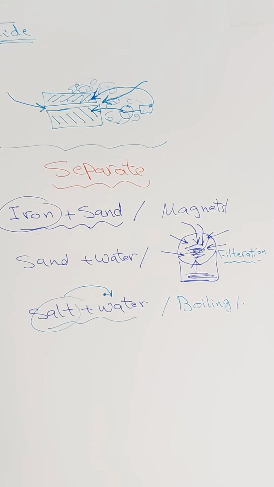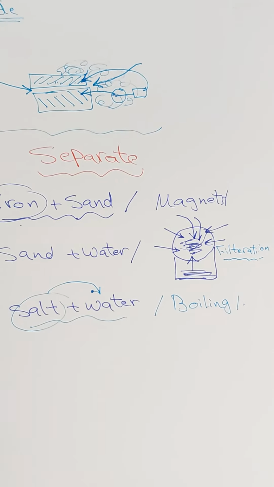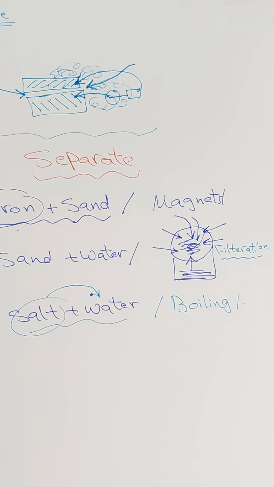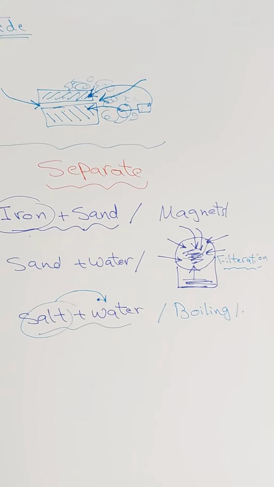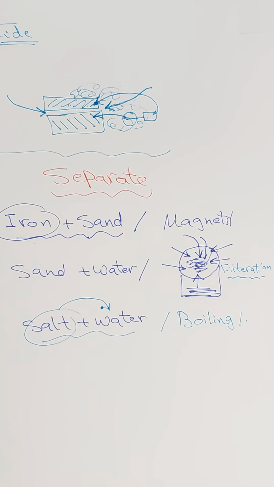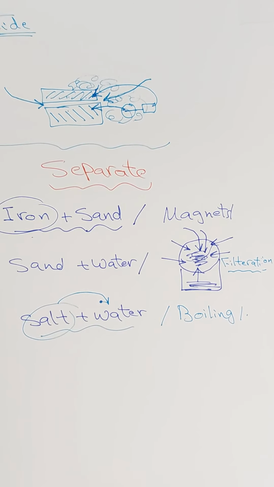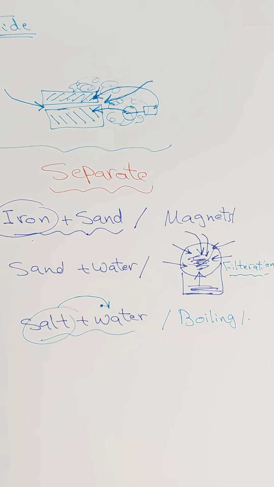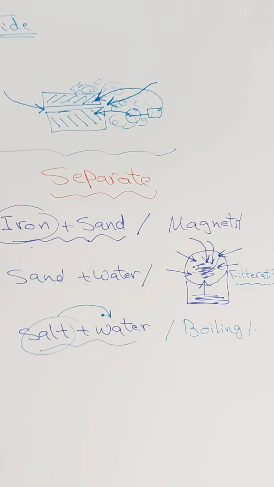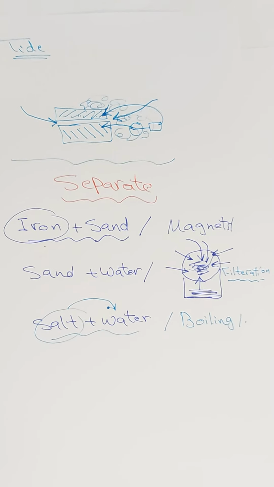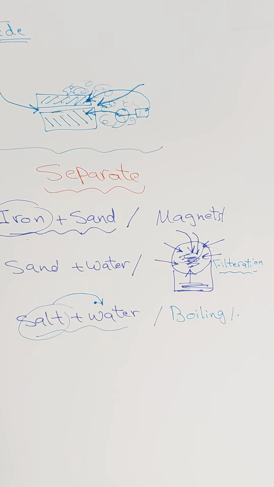So you have to know how to separate the components of mixtures and solutions. These are only examples: a mixture of metal and non-metal, magnets; a mixture of liquid and solid, filtration; a solution, boiling. With a solution we use boiling to separate the components.